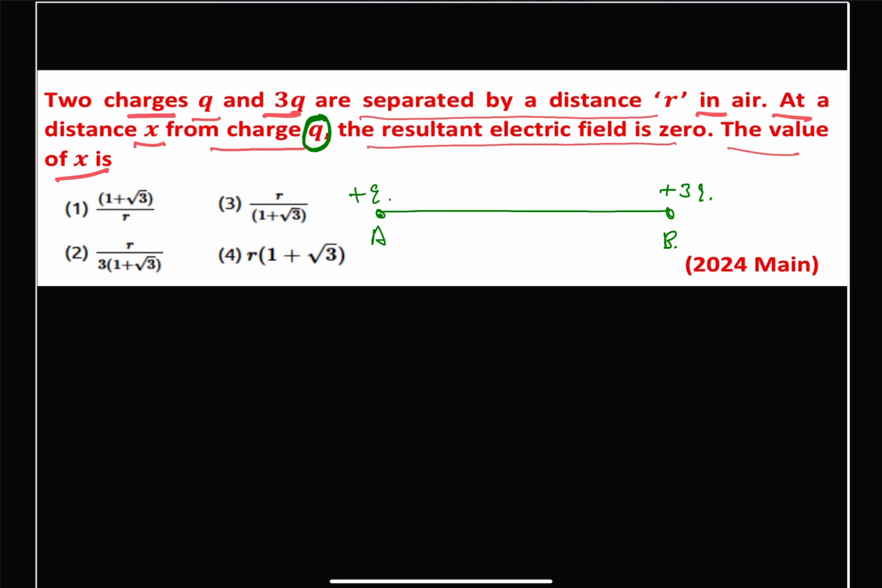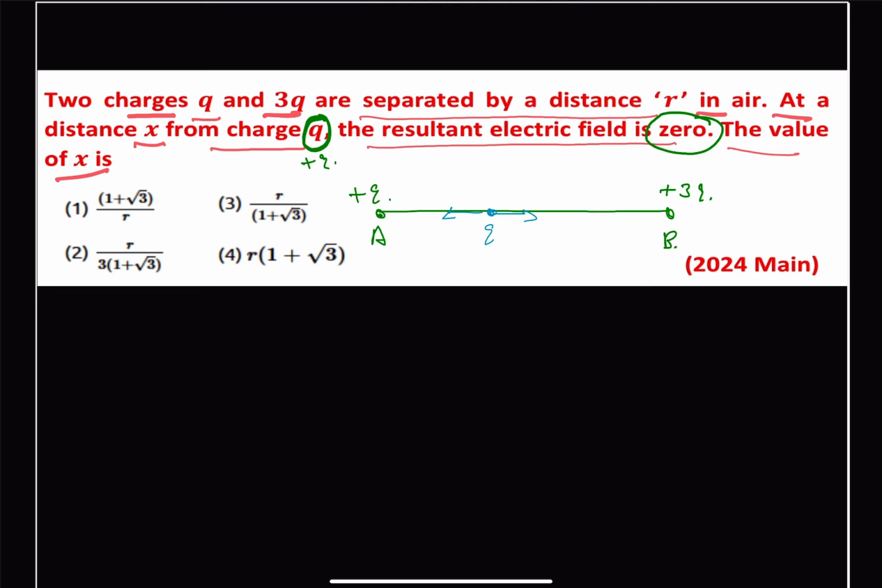Okay, but we can make an approximate guess about where this point will be placed, such that the electric field is equal to 0. And the charge is given as plus q, so there will be a force of repulsion between all the charges. So if the net resultant electric field is to be 0, the force of repulsion should be in the opposite direction, and that is only possible if the point lies somewhere between A and B, because the electric field of one will be the opposite of the other.